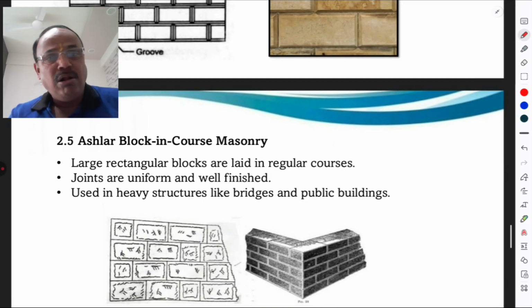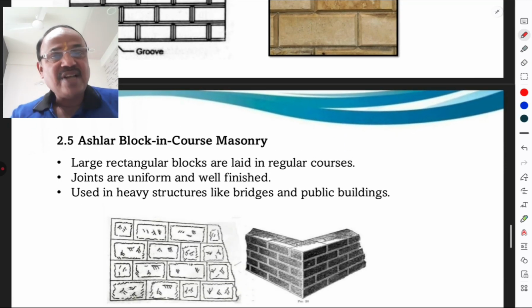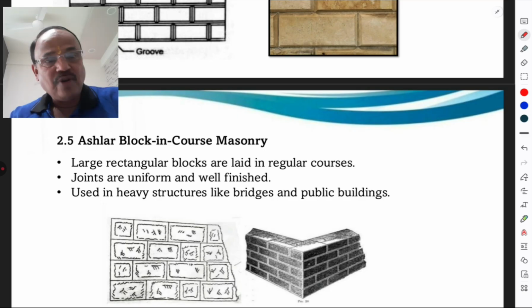Then we are going to discuss the ashlar block in course masonry. Large rectangular blocks are laid in regular courses. Joints are uniform and well finished. Used in heavy structures like bridges and public buildings.